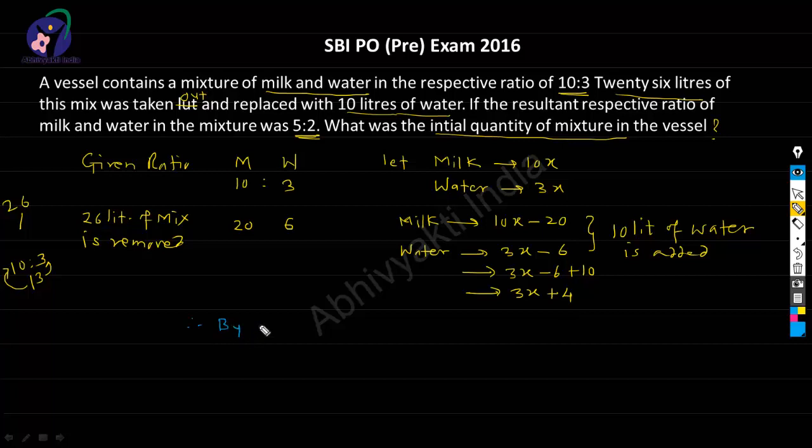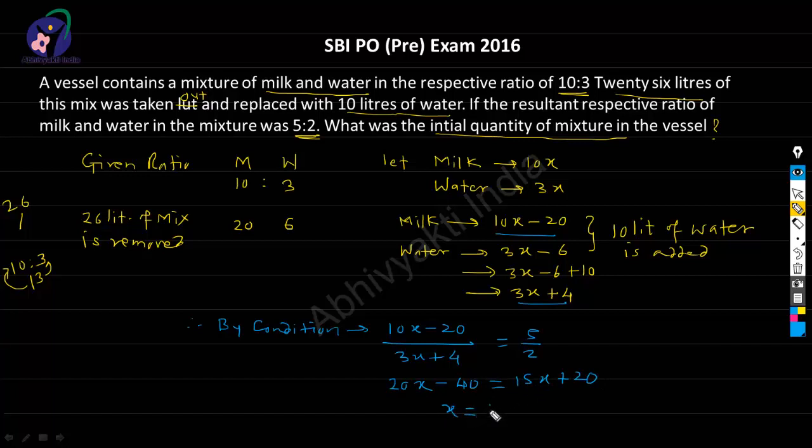And therefore, by condition, the ratio of milk to water, that is 10x minus 20 to 3x plus 4, is equal to 5 is to 2. Solve this linear equation to get the value of x. So cross multiply, so it will be 20x minus 40, which is equal to 15x plus 20, and if you solve this you get x is equal to 12.